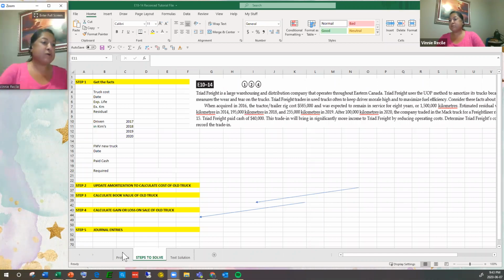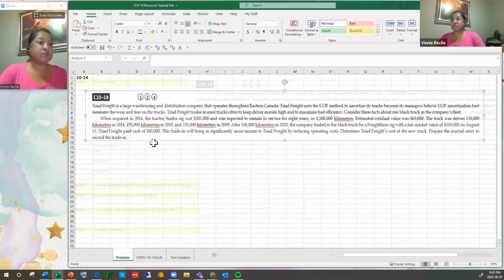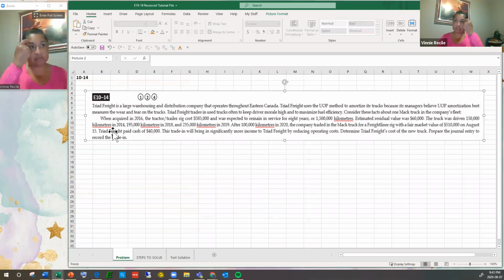So we're going to read through the problem first so that you have a good solid understanding of what the problem is telling us, and then we'll work through the steps. E10-14. So this is about Triad Freight, which is a large warehousing and distribution company. They operate through Eastern Canada. Triad Freight uses the U of P method, units of production method, to amortize its trucks because its managers believe this method best measures the wear and tear on the trucks. Triad Freight trades in used trucks often to keep morale high.